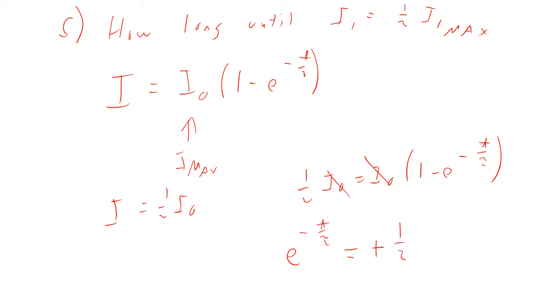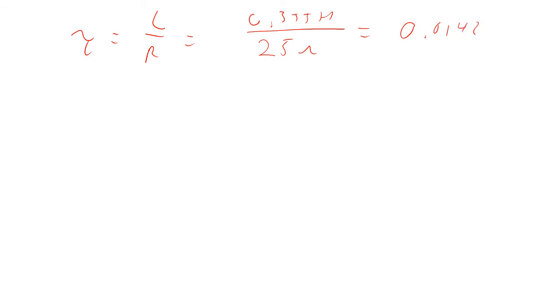Sorry, not minus 1/2, plus 1/2. Okay, and then we take the natural log of both sides, so minus t over tau is natural log of 1/2. So t is going to be minus tau natural log of 1/2. So what's tau? Tau is L over R. So in this case, it's going to be equal to 0.355 henries divided by, well, the only R that's affecting it is the 25 ohm R. And so that means that tau is going to be equal to 0.0142 seconds.